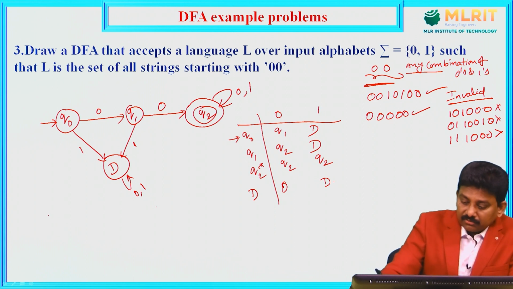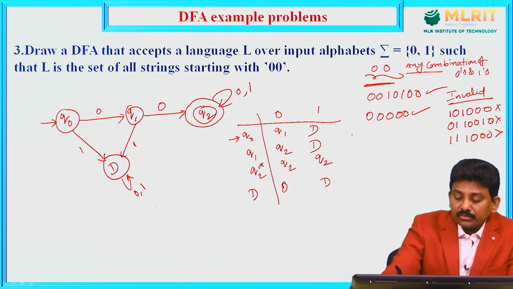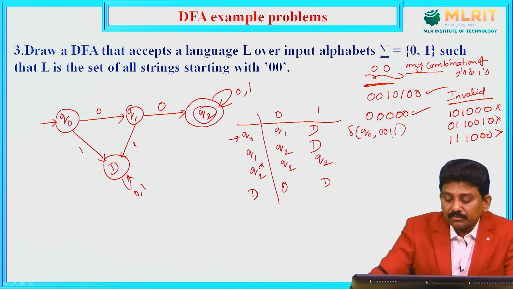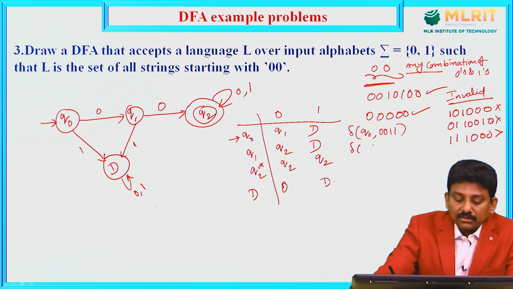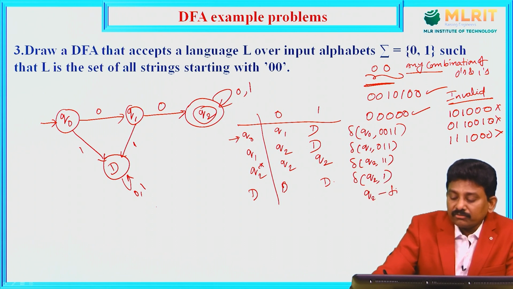So, take one sample example, string processing with delta. Initial state is Q0. Take a valid string 0, 0, 1, 1, because this is valid, the first two symbols are 0, 0. Q0 on 0 goes to Q1, remaining input 0, 1, 1. Q1 on 0 goes to Q2, remaining input is 1, 1. Q2 on 1, Q2, Q2 on 1, Q2. Q2 is the final state.